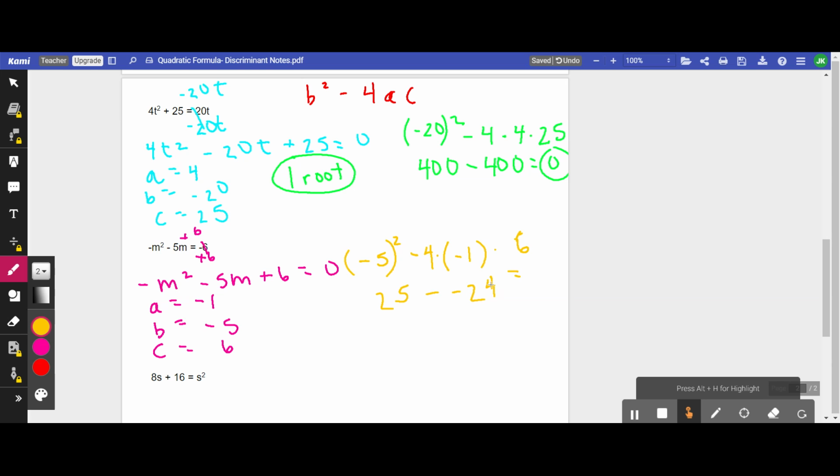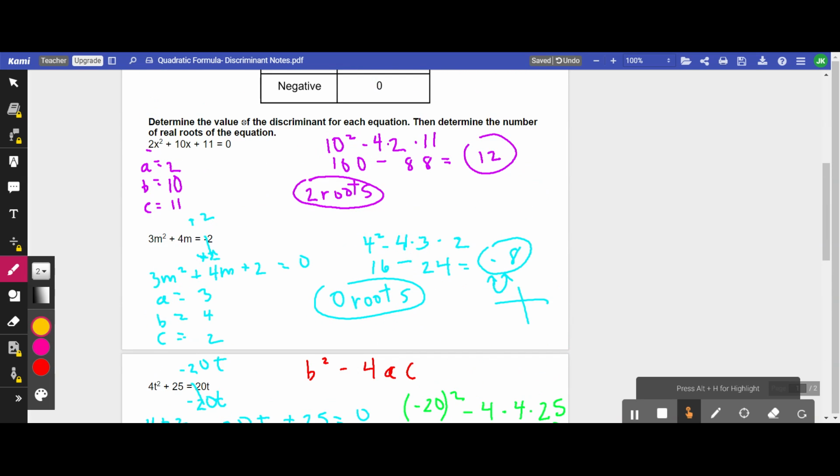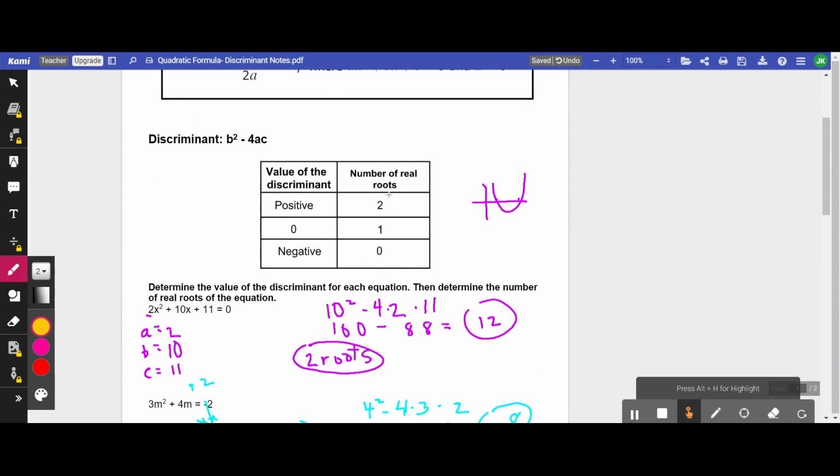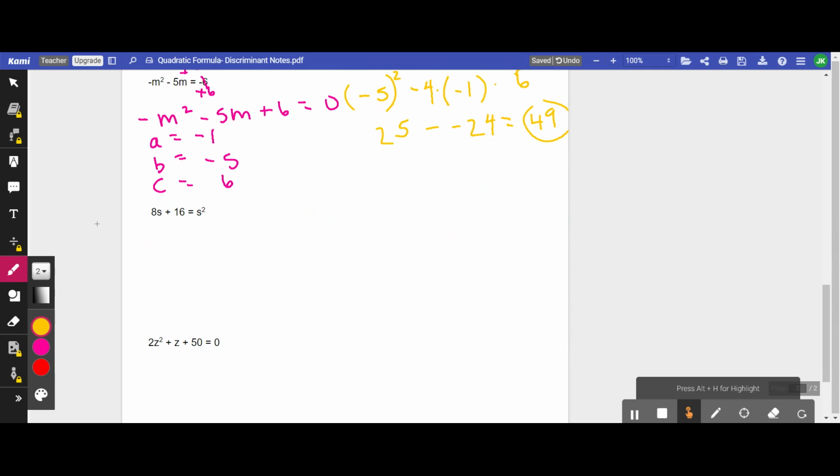Or you could just do 25 plus 24, either way. Either way, here you'll get 49 for the discriminant. And then you can refer back to the chart if you want, but you got a positive number here, so that means you'll have 2 roots. So your discriminant value is 49, and you'll have 2 roots there since you got a positive 49.